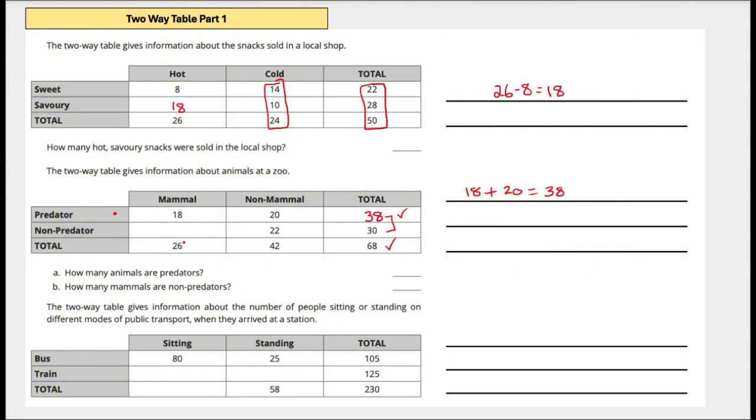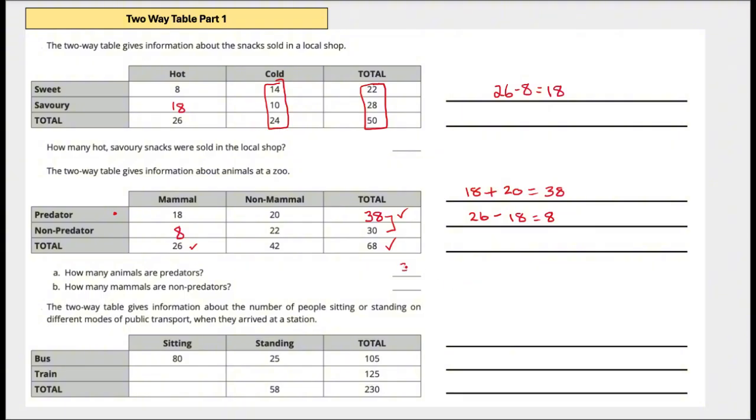And now we've got another missing one. How many mammals are non-predators? Mammal, non-predator. I mean, that's pretty obvious. We've got a blank there. So we're just going to do the same as we did before. So we've got the total of 26. And we're going to subtract our 18, which leaves us with 8. So our new non-predator mammals is 8. And once again, you can add them up and it should equal 26. So there we have it.